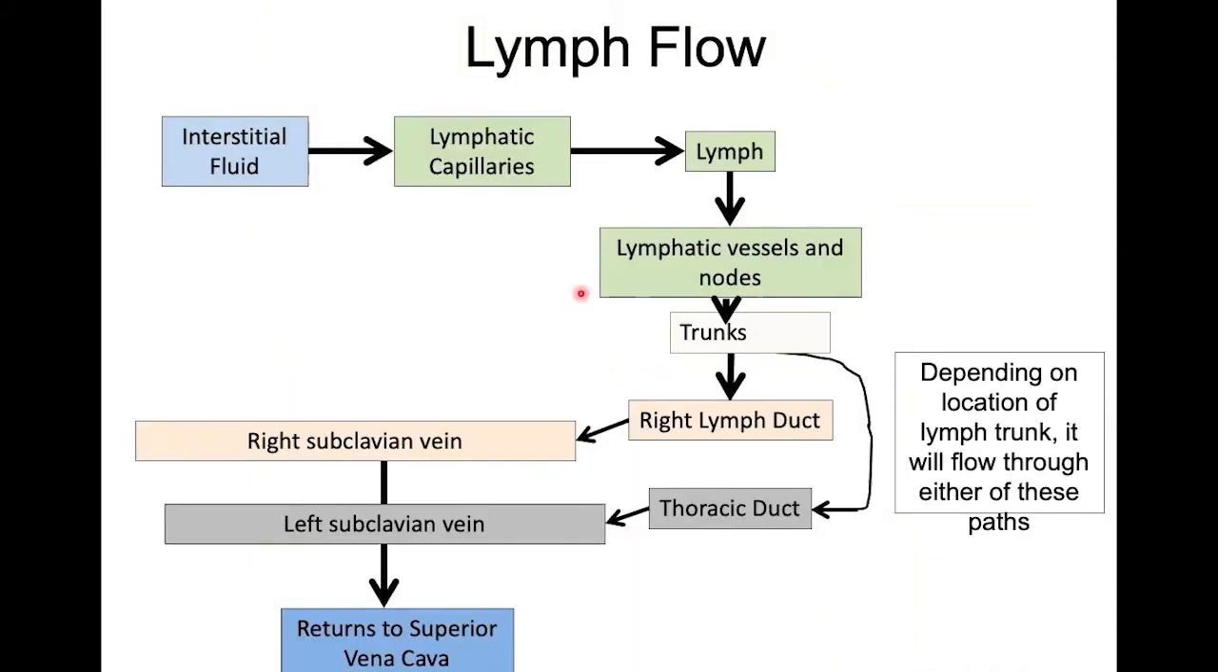One thing to add with this flow chart is that we've talked about lymphatic vessels, and it's important to note that the lymphatic vessels from a given region are all going to collect as trunks. Now, depending on the location of the lymphatic trunk, it's going to flow through either the right lymphatic duct or the thoracic duct. So if the trunk is located in that upper right quadrant of the body, it will flow into the right lymphatic duct. Trunks located in all other regions are going to be flowing through the thoracic duct.